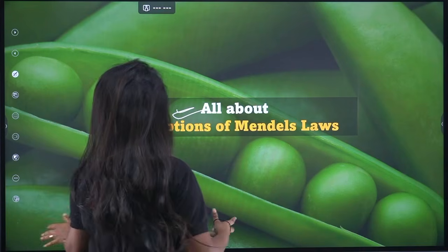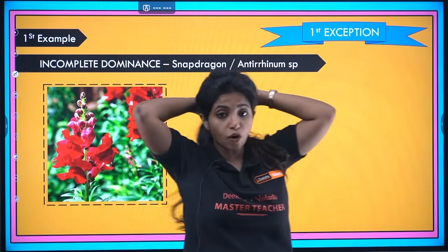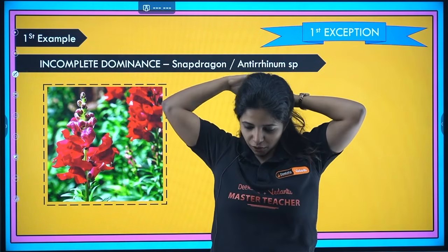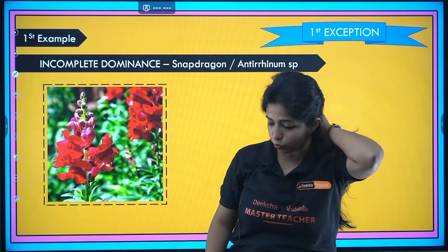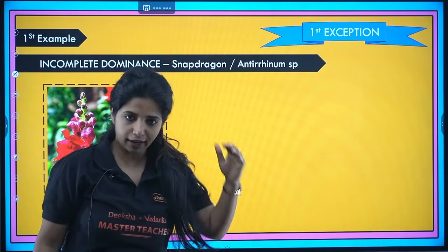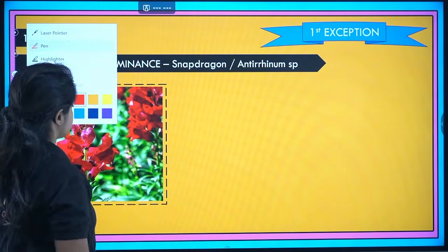Yes, let's go. So over here, the first exception that you have is of Snapdragon, Antirrhinum majus. Do not be worried. This particular plant is super important for you to study. Why? Because this is going to break all the trends. So here I'll tell you the basic thing.